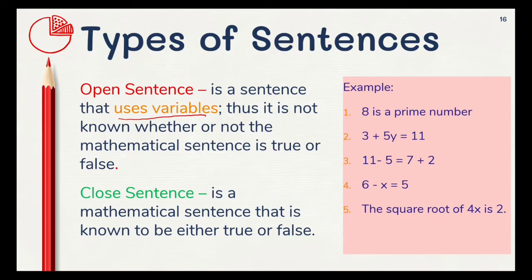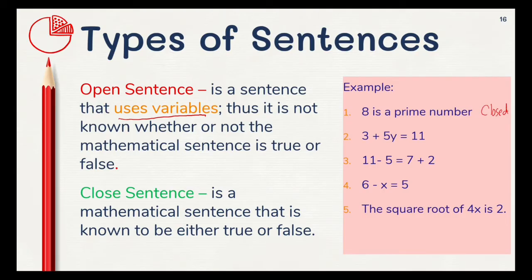Then we have closed sentence. So, these are mathematical sentences that right away, we can say that it is true or false. So, no variable is seen. Okay? So, let's say, for example, 8 is a prime number. So, this is a sentence and it is false. Since we can determine that it is false, then it is a closed sentence.